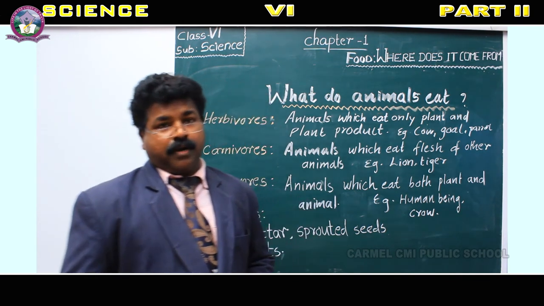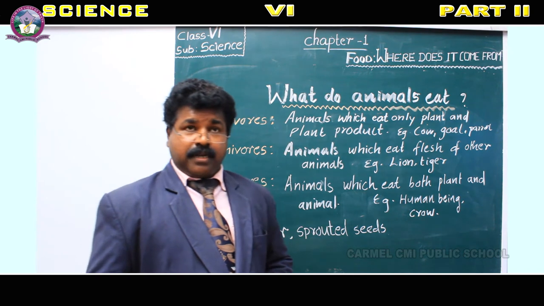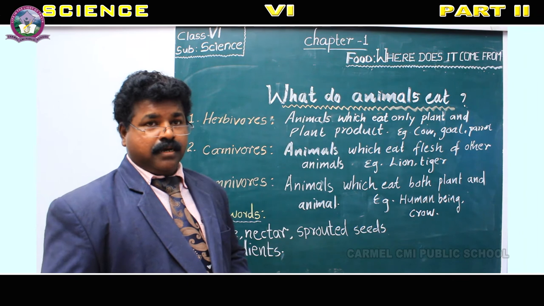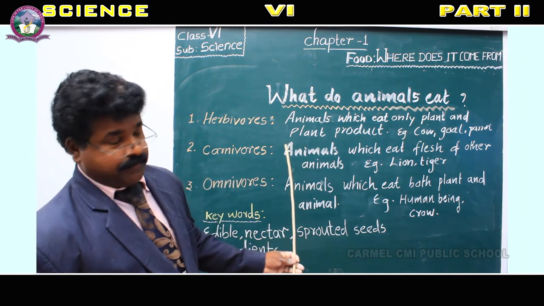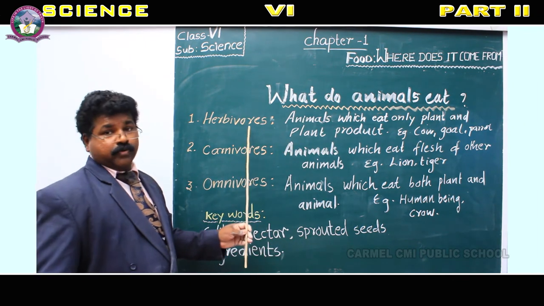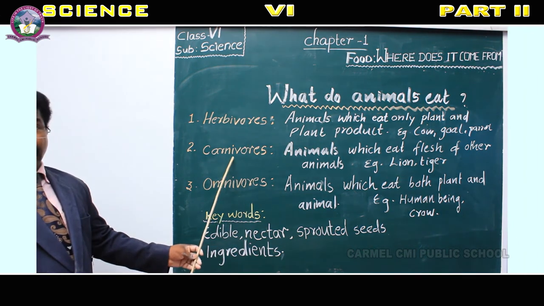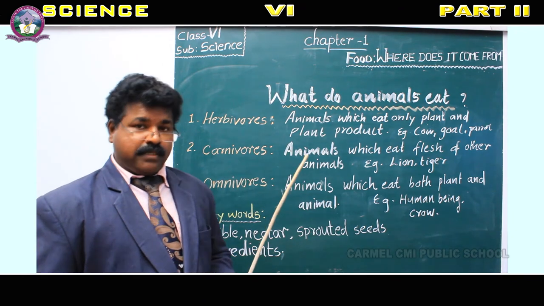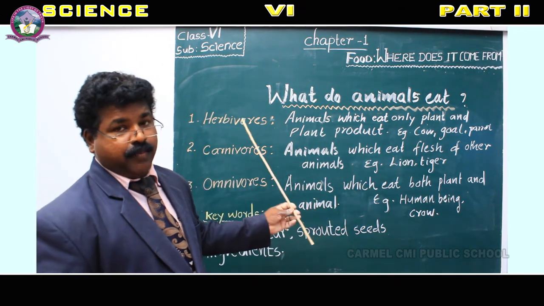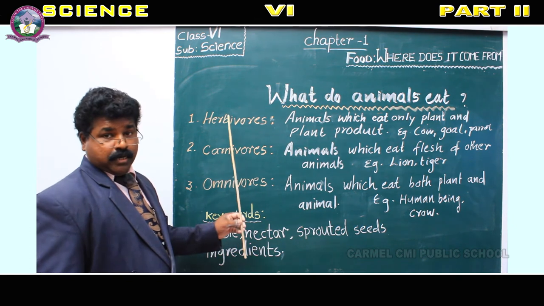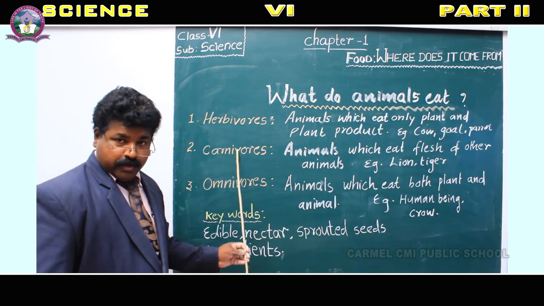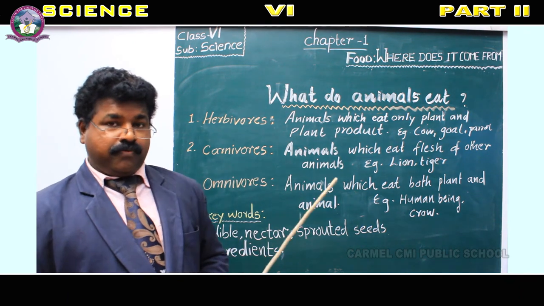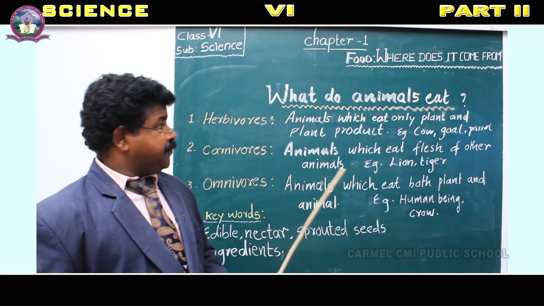So based on the food habit, based on the nature of the food item they are eating, all the animals in our surroundings can be classified mainly into three groups. They are herbivores, carnivores and omnivores. Let us see the definition for herbivores.